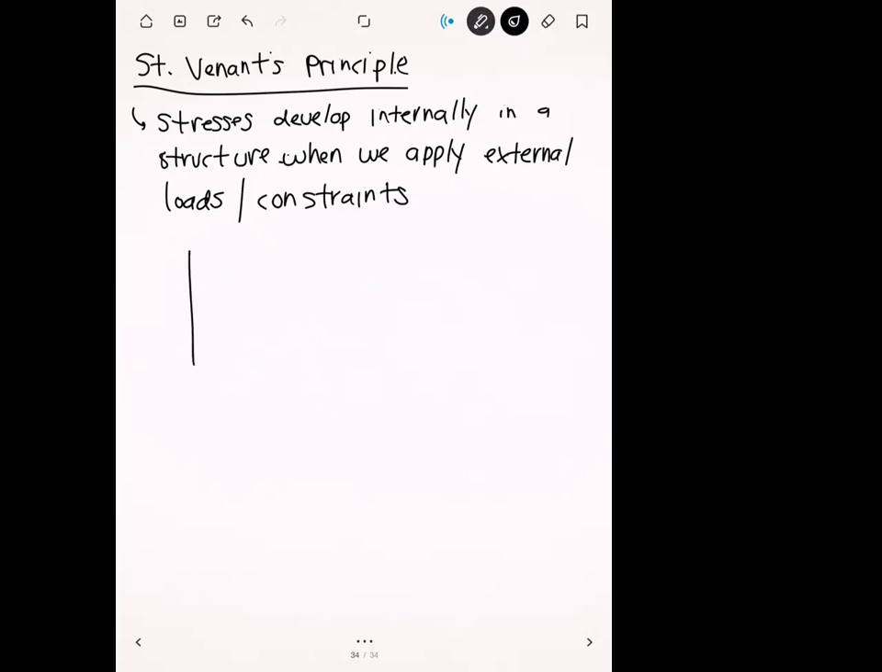Let me do a beam, because I've drawn the same bar so many times today. Let's take this beam where it's going to be fixed on one side, and let's apply a load at the end of it. So we'll call this a load L.